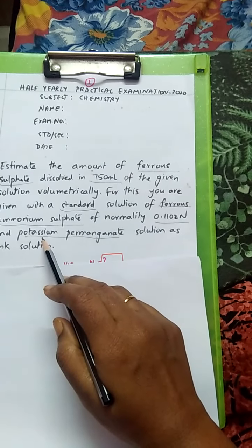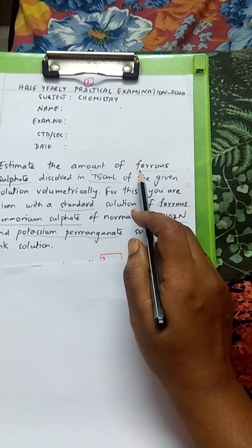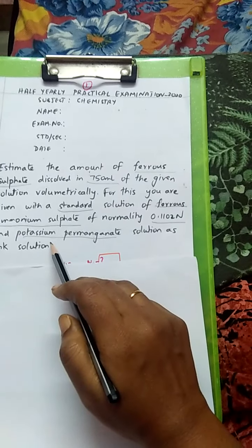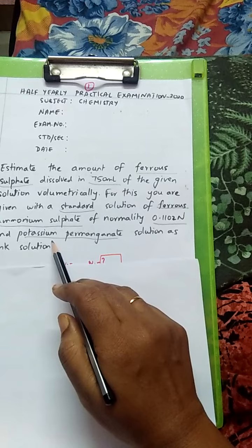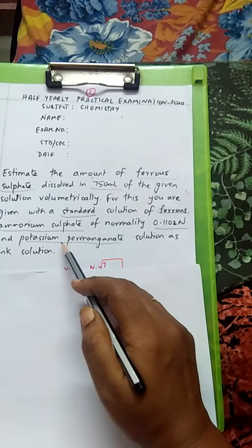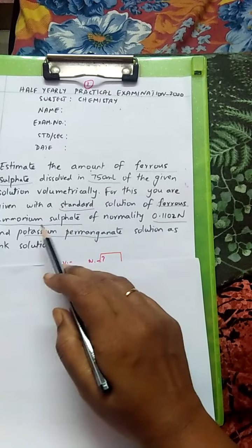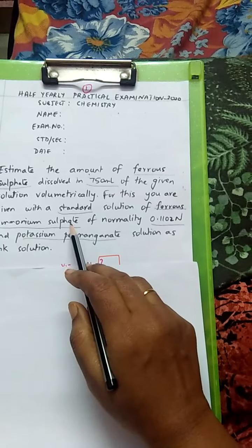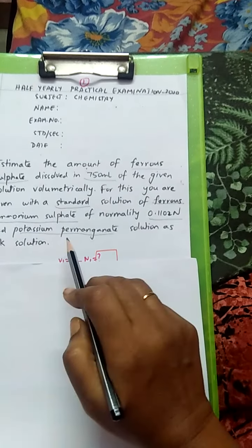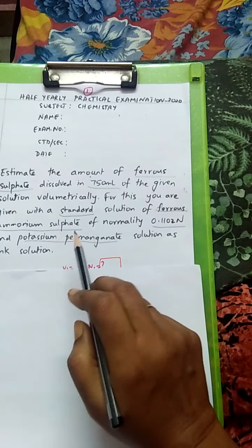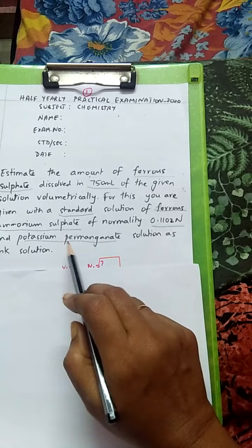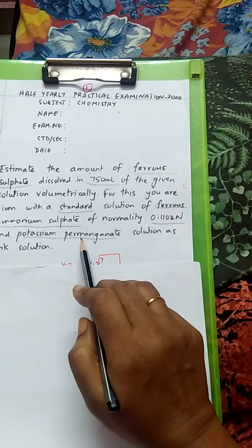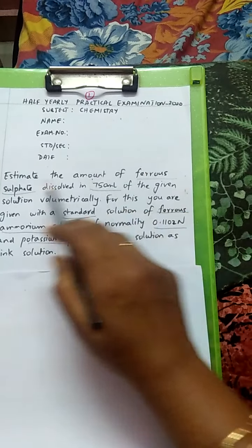But potassium permanganate, which is going to be titrated against ferrous sulfate, whose normality needs to be known, is actually not given, and the normality of potassium permanganate can be estimated by titrating it against standard ferrous ammonium sulfate first. So the first titration is between standard ferrous ammonium sulfate and unknown potassium permanganate solution. This first titration is purely for determining the normality of potassium permanganate. Only by knowing the normality of potassium permanganate, you can calculate the normality of ferrous sulfate.